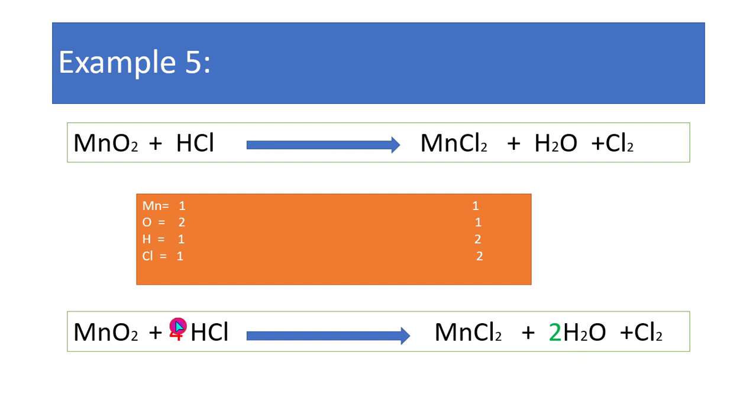Again, we recheck this equation. The number of manganese atoms are 1 on both sides. The number of oxygen atoms are 2 on both sides. The number of chlorine atoms are 4 towards reactants as well as towards products, and the number of hydrogen atoms are also 4 towards reactants as well as towards products.